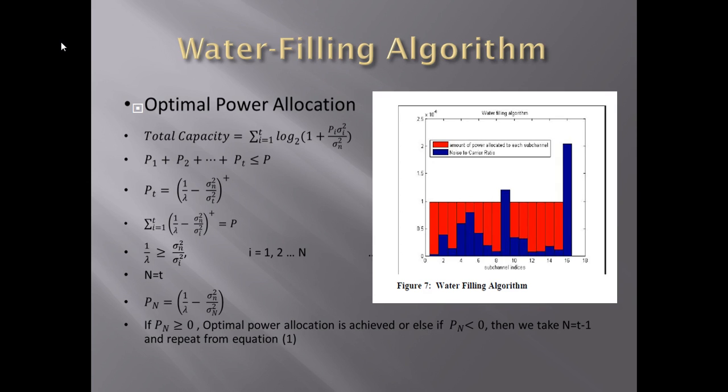The optimal power allocated to each channel is obtained using Lagrange's method. As we can see from the figure on your right, when the power in a channel exceeds the threshold, which is 1 by lambda, then the power allocated to the channel would be 0. And if the power of the channel is below the threshold, then the power will be optimally allocated.